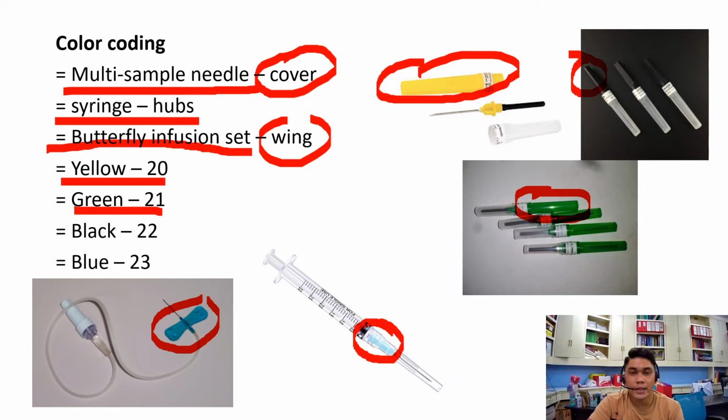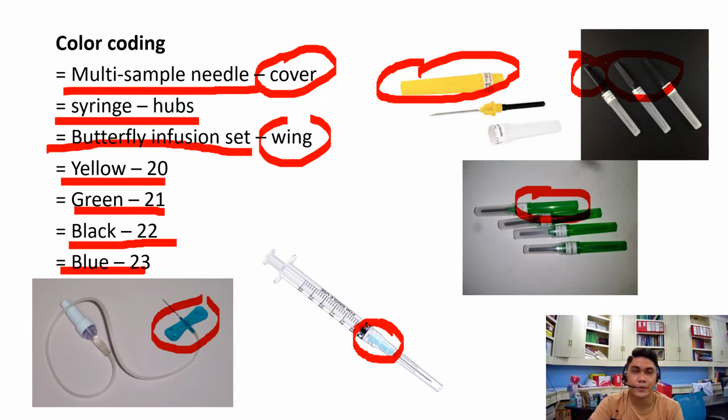If green, like this one, it's 21. If black, like this one, it's 22. Then for blue, like this one, blue wings or blue hub, that means the gauge of these needles is 23. Okay, so that's for the color coding of needle gauges.